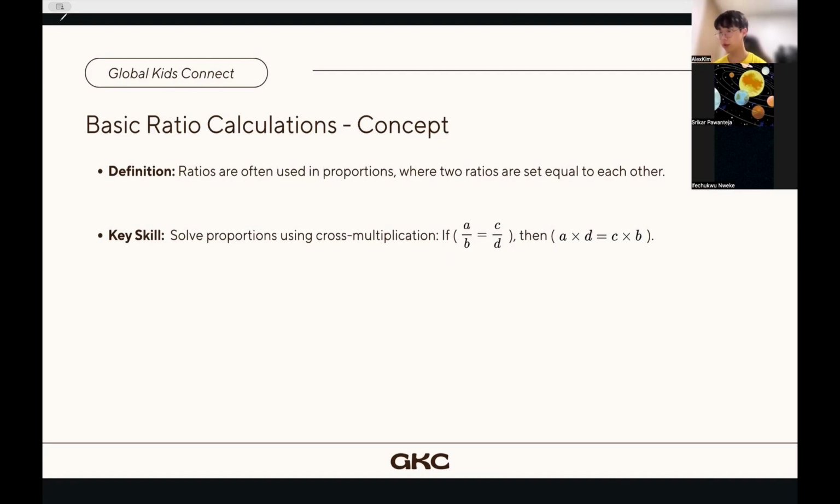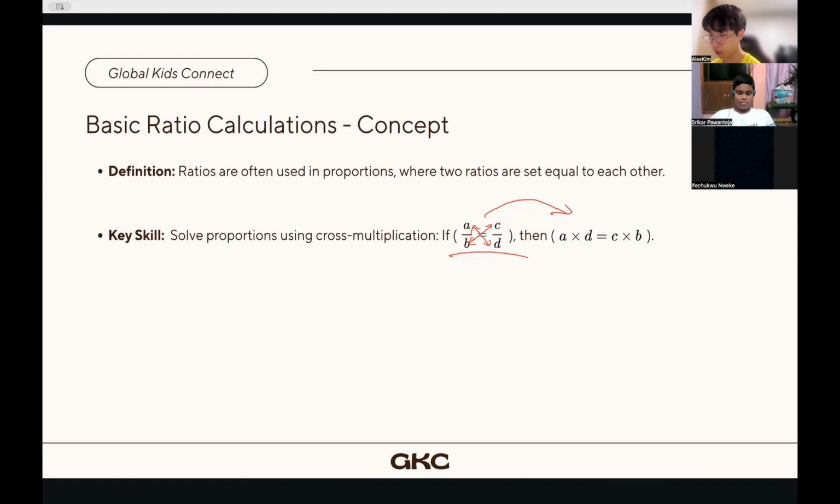The definition of basic ratio calculation is that ratios are often used in proportions where two ratios are set equal to each other. Some key skills is to solve proportions using cross multiplication. If there are two fractions that are equal to each other, such as a over b and c over d, as shown here, then we can rewrite this equality as a cross product. The reason we call this cross multiplication is because we multiply in a cross shape.